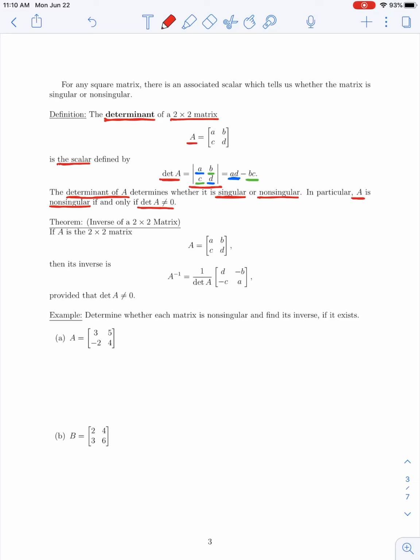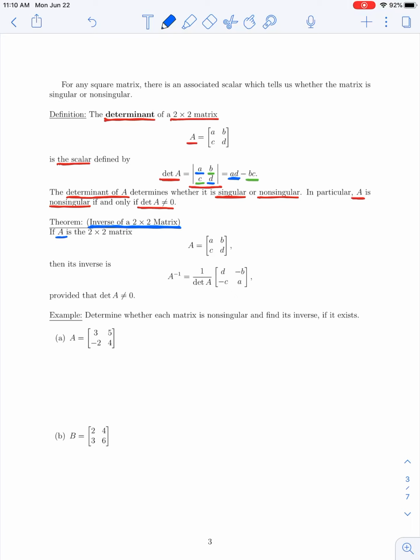So let's say that we have a 2 by 2 matrix and we calculate its determinant and we find that it's non-zero. Well, that means that the given matrix is non-singular. It has an inverse. So how do we find the inverse? Here, the inverse of a 2 by 2 matrix actually has a pretty simple formula, which is given in the following theorem.